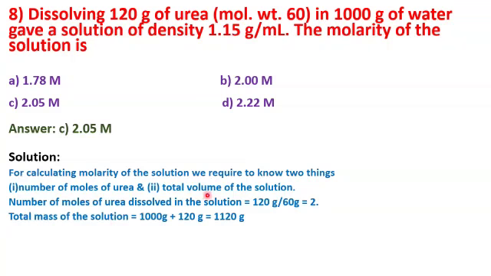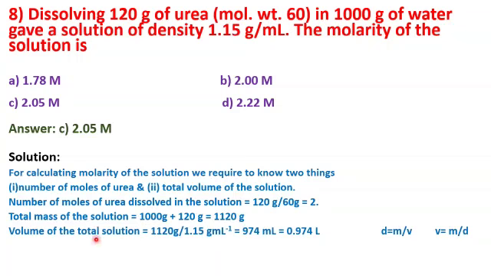Next you have to calculate the second part, that is the total volume of the solution. For that, first you have to calculate the total mass of the solution. That is 120 plus 1000, which equals 1120 gram. Next you have to convert the total mass to volume in liters. How can you convert? You have to use the density value.